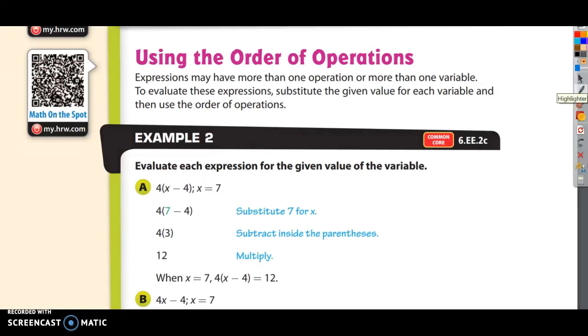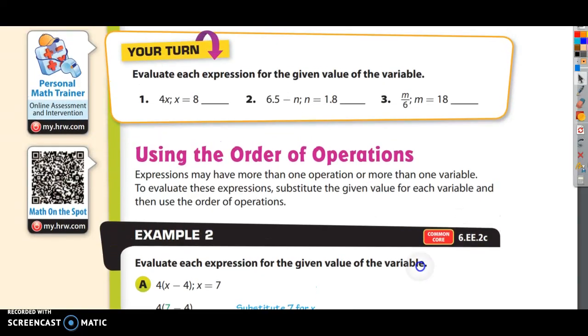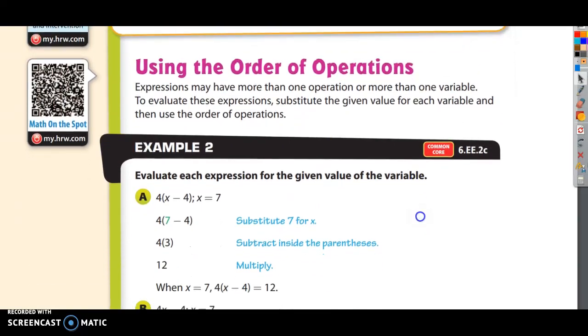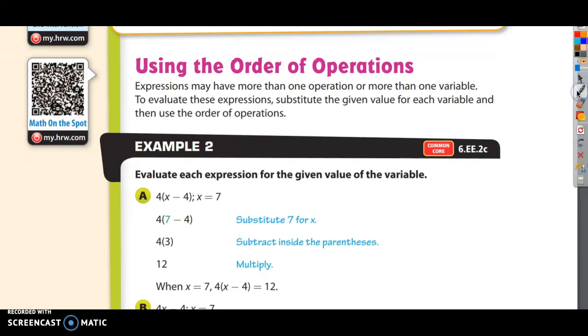This is page 270. We're not quite at the top of the page. Let me show you where we're at. So this is the very top of the page. We're just starting right here because we did those problems on the previous video. So we're starting right here on page 270, called Using the Order of Operations.